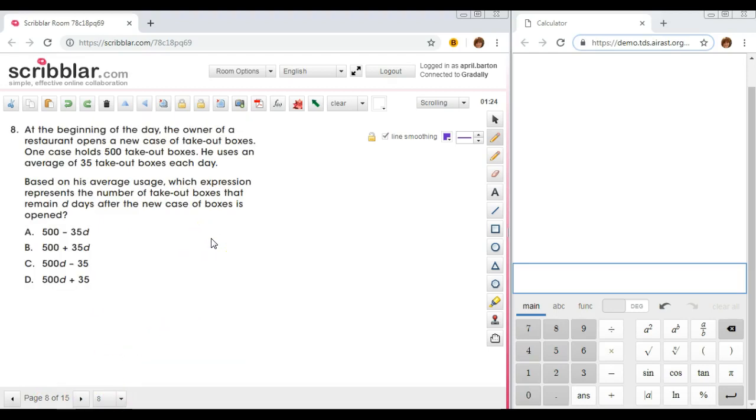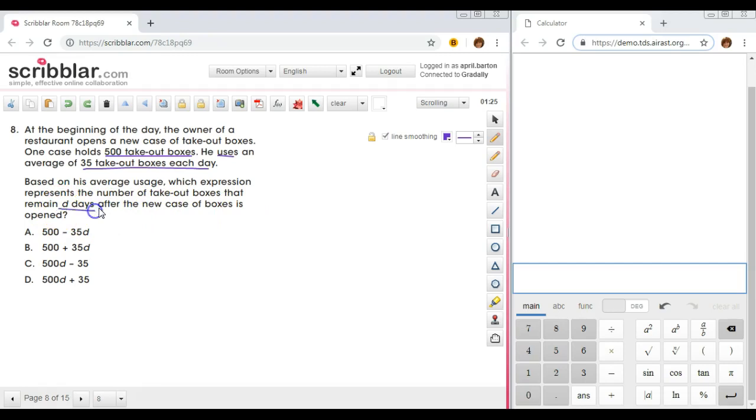Number 8. At the beginning of the day, the owner of a restaurant opens a new case of takeout boxes. One case holds 500 takeout boxes. He uses an average of 35 takeout boxes each day. So I'm highlighting some of the key words: how much he started with, that he's using them, and that there are 35 each day. Based on his average usage, which expression represents the number of takeout boxes that remain D days after the new case of boxes is open?